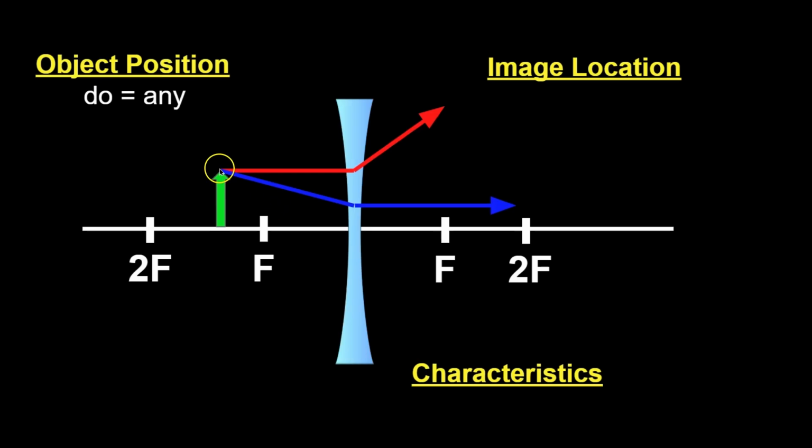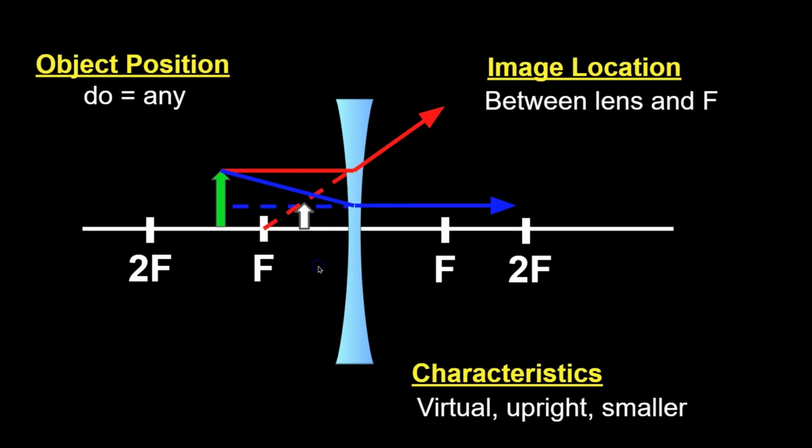And ray number 2, it's going towards the focal point of the side, and then it's going to go parallel to the optical axis. Notice that these two rays do not intersect, so we're going to have to extend those two lines back, and here is the image. This image can be anywhere between the lens and the focal point. The characteristic, once again, is the same regardless of where your object is located. The image will be virtual. By that, I mean that the light rays do not actually meet at this location. It's upright and it's smaller than the object size.